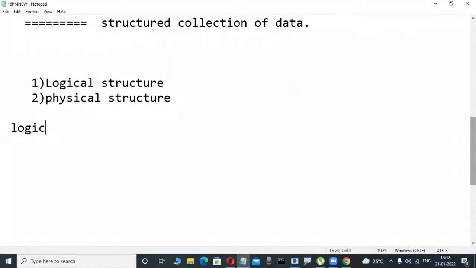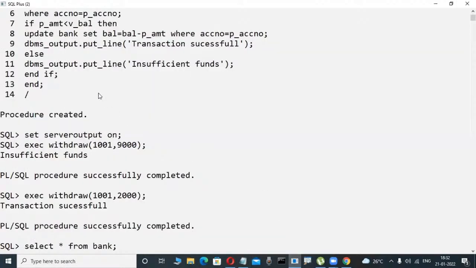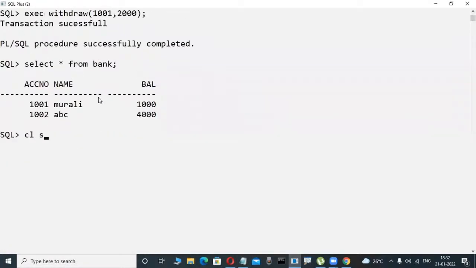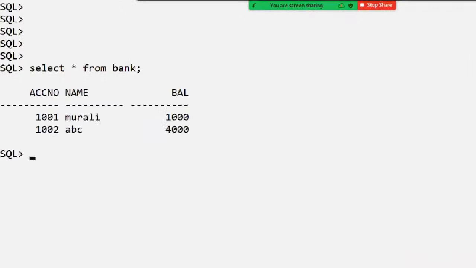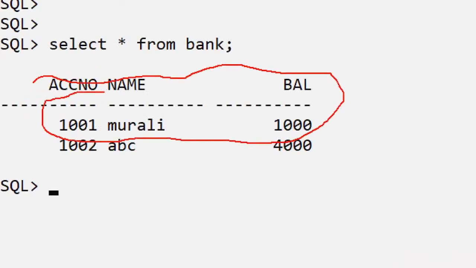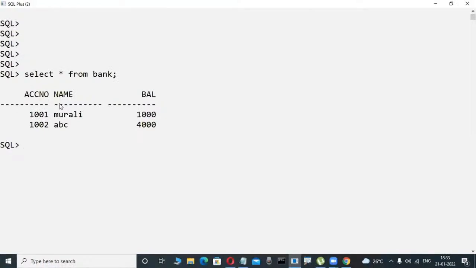Now check it out, slowly observe it here. What a logical structure means is easily understandable. Suppose today I am installing Oracle, for example. In this Oracle software, I try to create a table. Maybe bank is a table. These tables are created using some syntax. Don't worry, SQL language is there.